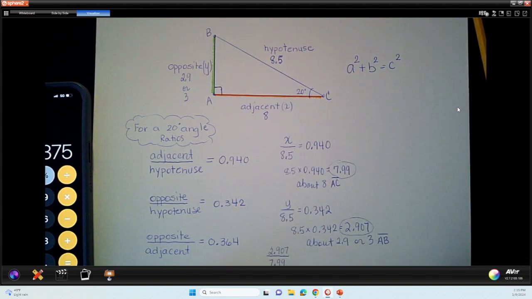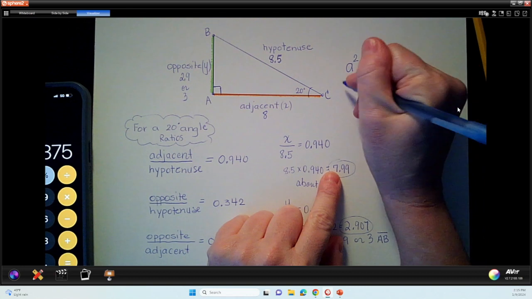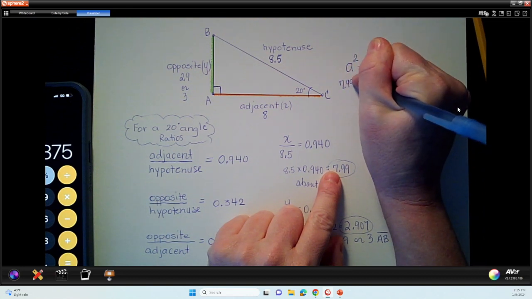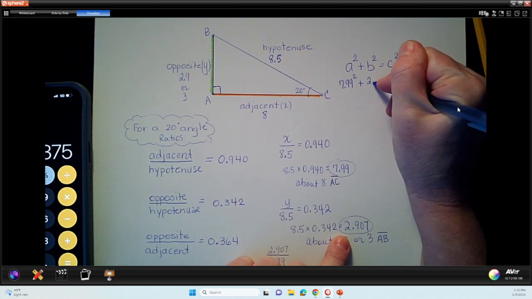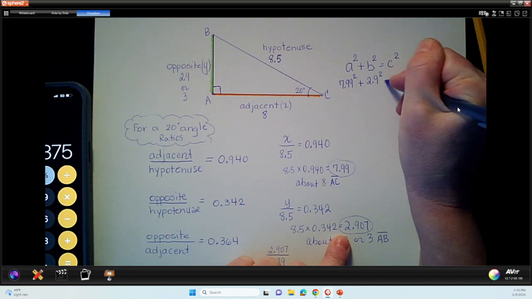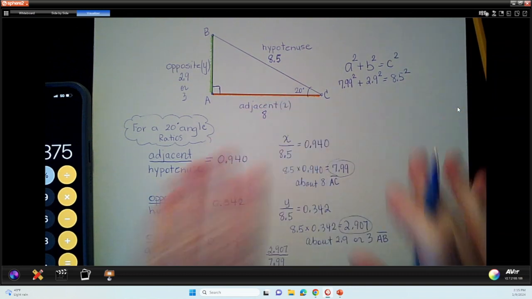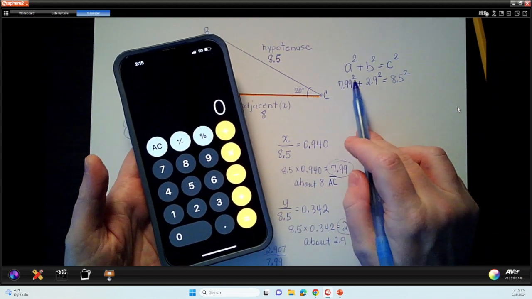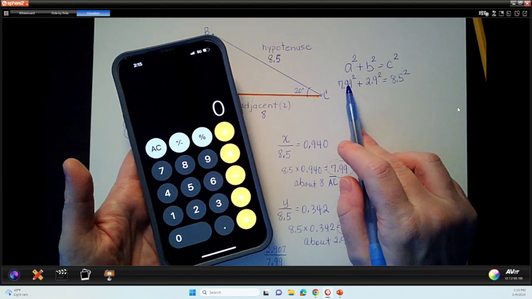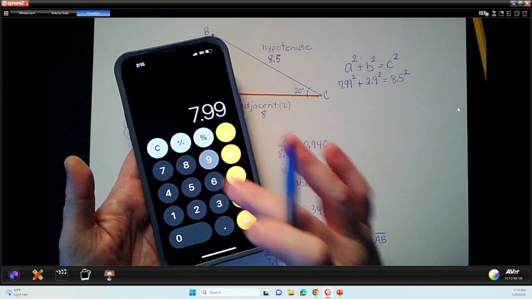Again, I'm going to go with the closest possible number. Instead of using 8, I'm going to use 7.99, or 7 and 99 hundredths, squared, plus I'm just going to use 2.9 for this one. And that is going to equal 8.5 squared if I did my math correctly, right? All right, so let's pull out the calculator. I'm using my standard calculator here. I know that the square is just 7.99 times 7.99. So rather than pull out my scientific calculator, I'm just going to multiply them together.